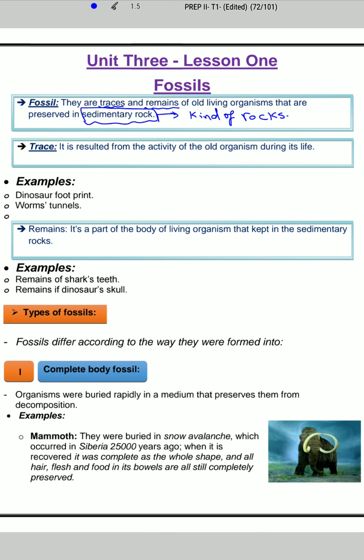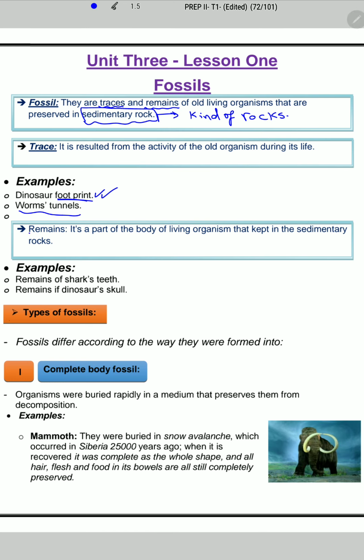You have studied this before in Prep 1. Traces result from the activity of a living organism during its life. It is what is left by the living organism during its life, and it may be preserved in the sedimentary rocks. Like the dinosaur footprint. For sure, the footprint of a dinosaur is made during its life. That's why it's a trace. Like the worm's tunnels. The tunnels are dug by the worms during their life. That's why we can call it a trace.